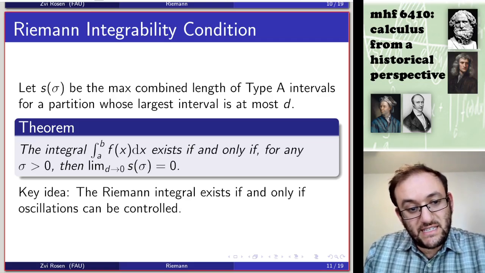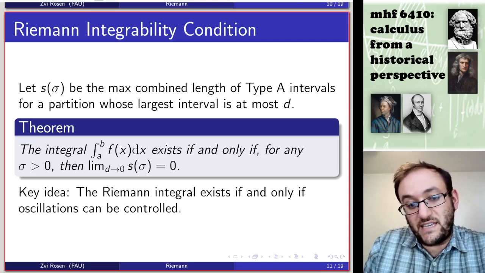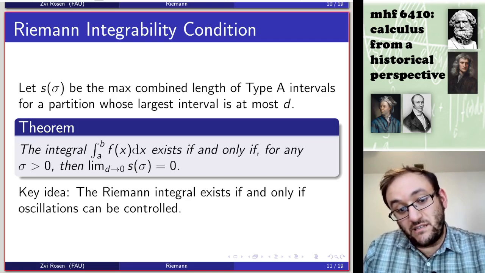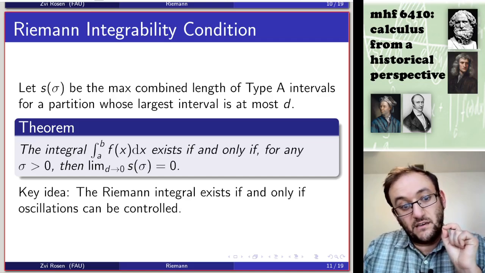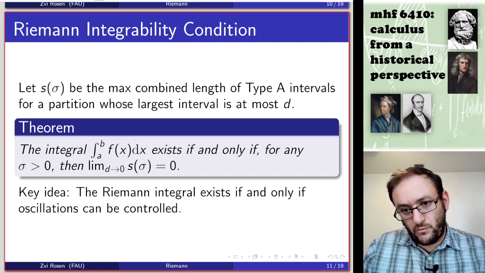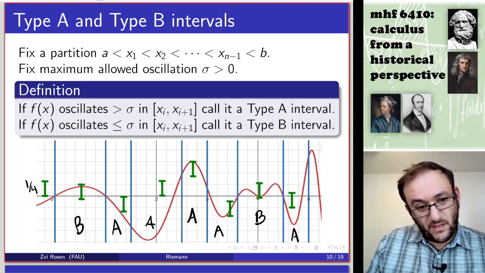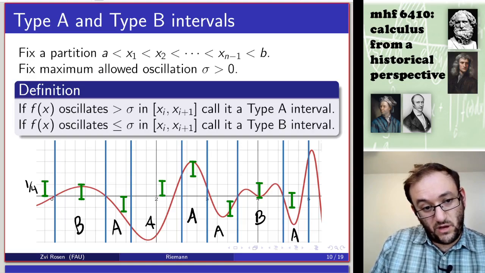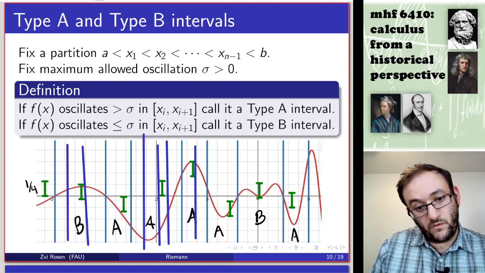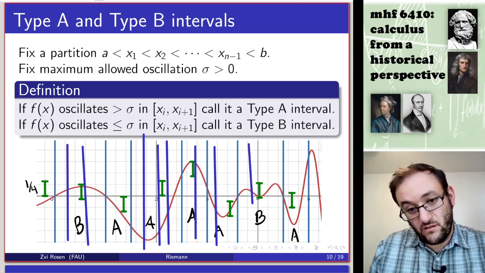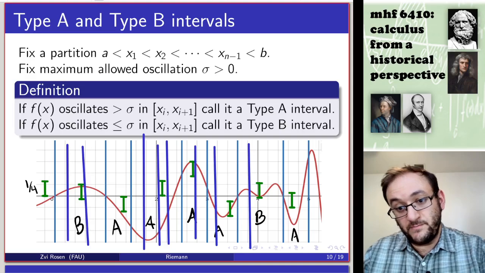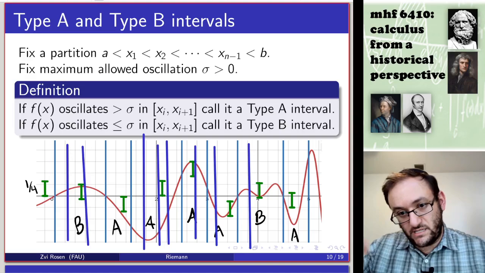Then the theorem of Riemann states that the integral from a to b of f of x dx exists if and only if, for any sigma greater than 0, we have that the limit as our permitted interval size d goes to 0, the limit of the length of the type A intervals has to approach 0. Okay? So looking at this picture, as we cut up this graph into smaller and smaller pieces, as long as those pieces are small enough, there will be very, very few intervals where the oscillation is more than sigma.